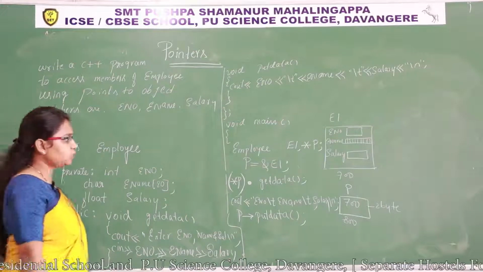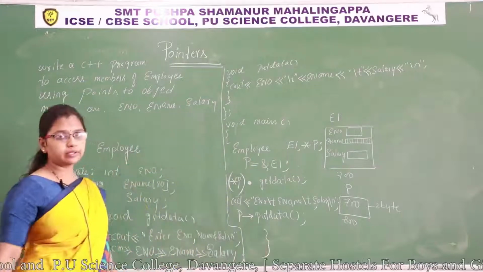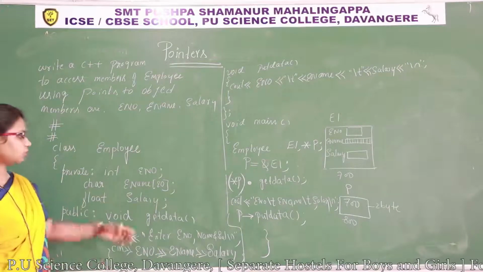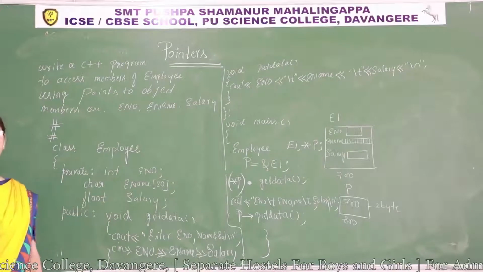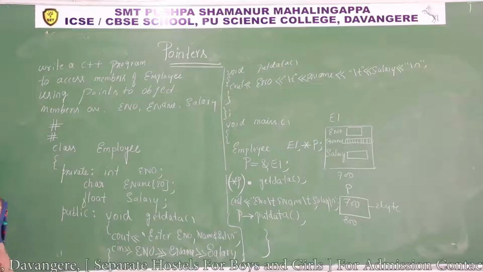Okay, so in this way we can access the members of a class using a pointer to an object. Here, what is the pointer? P is the pointer to which object? To the object E1. Understood?